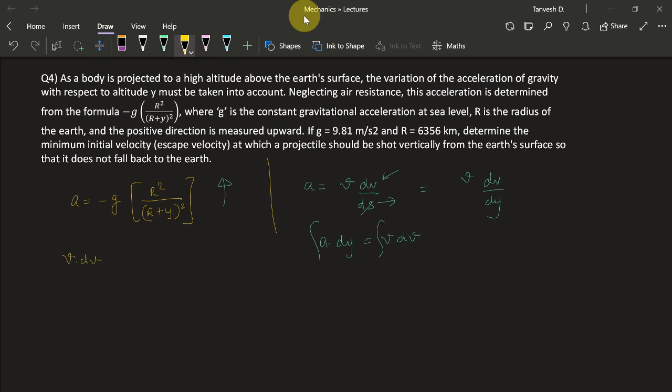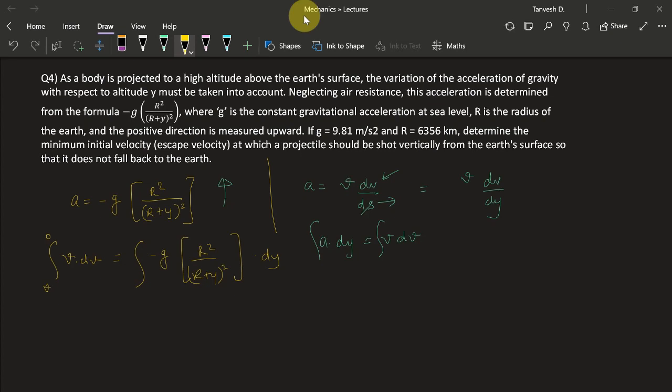v dv is equal to integration of minus g r square upon (r plus y) the whole square dy. Now the limits of integration are important. If the projectile is shot vertically, it means that it is having some initial velocity. Let that initial velocity be v, and as I told you, when it reaches its escape velocity, when it reaches the space, or when it is out of the gravitational effect of the earth, at that time the velocity becomes 0, right?